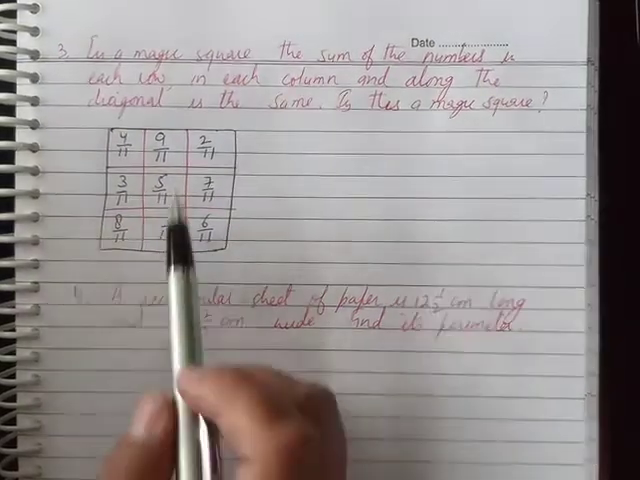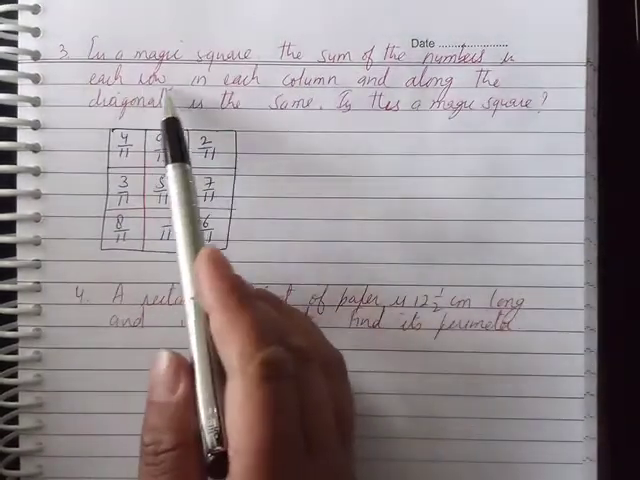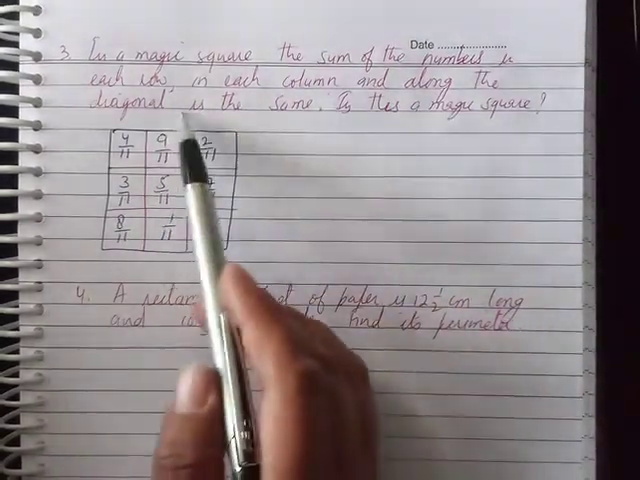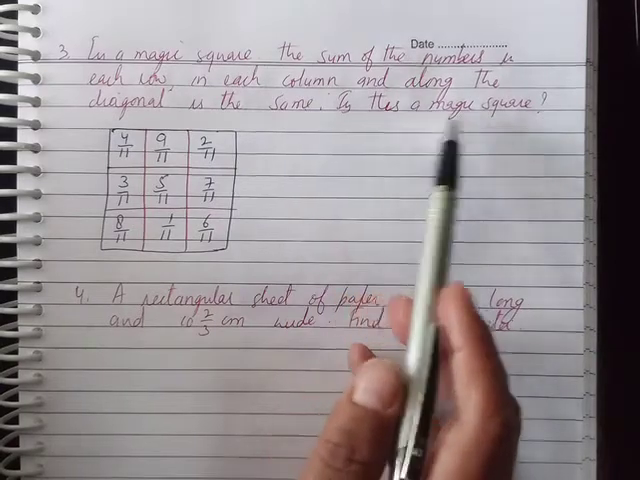Next question number 3. In a magic square, the sum of the numbers in each row, each column and along the diagonal is the same. Is this a magic square?